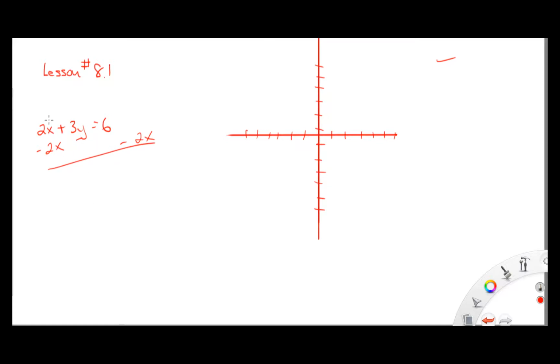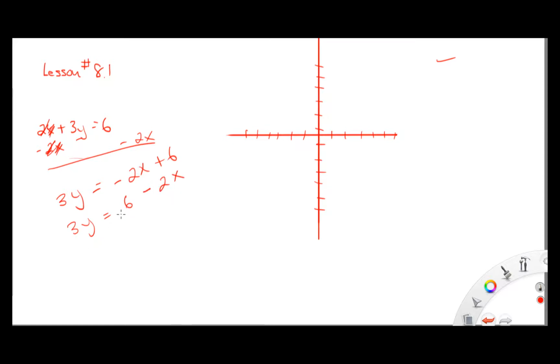So we're going to take away that 2x and that 2x because we've moved it over here. So 3y now equals -2x plus 6. Or you could say 3y equals 6 minus 2x.